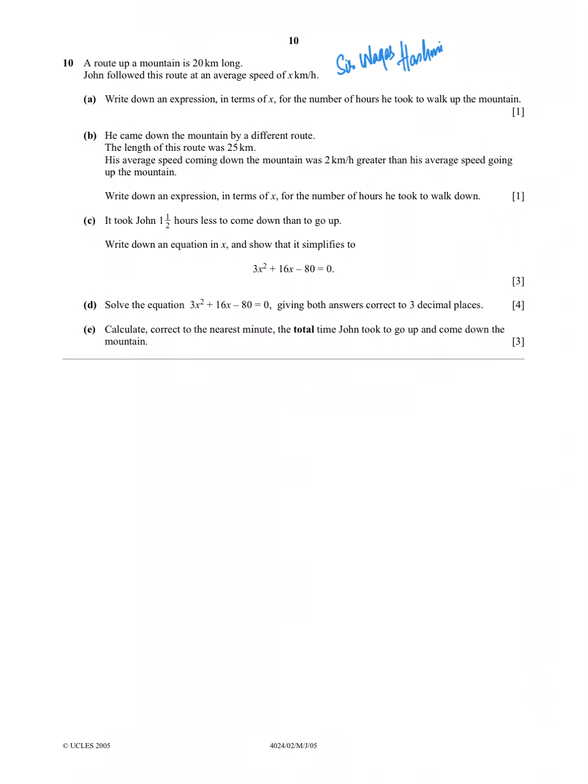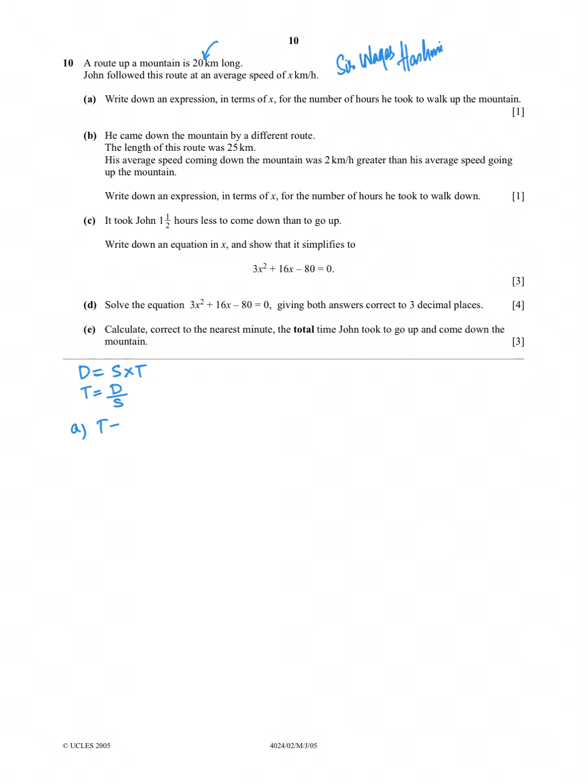It's question number 10. It says that a route up a mountain is 20 kilometers long. John followed this route at a speed of x kilometers per hour. Write down an expression in terms of x for the number of hours. So we know that distance equals speed multiplied by time. In order to find out time, I need to make t the subject, and that will be distance upon speed. Alright. So for the first part, we know that the distance is given, that is 20 kilometers.